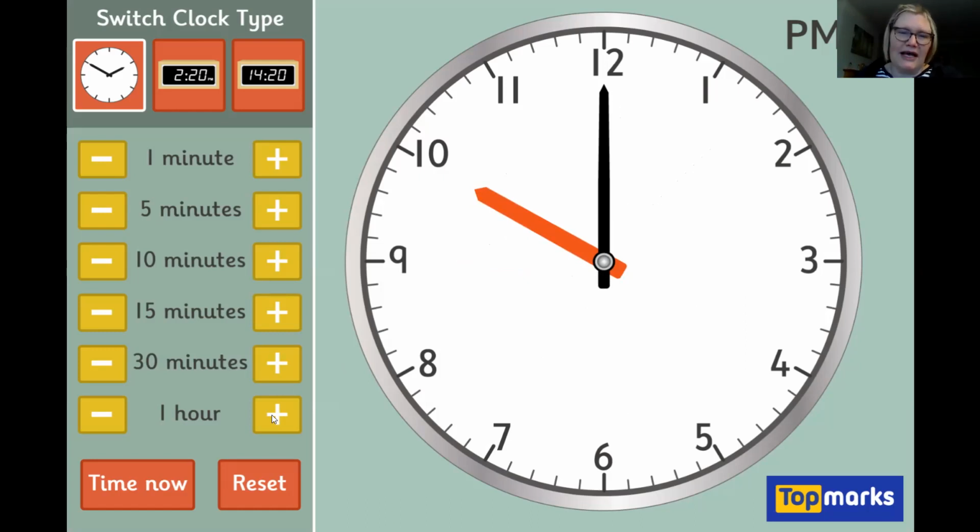So what is the new time of the clock? Can you see the new time? Look at the hour hand, the red one, and you can see that it's pointing to the number 10. So the time is 10 o'clock.